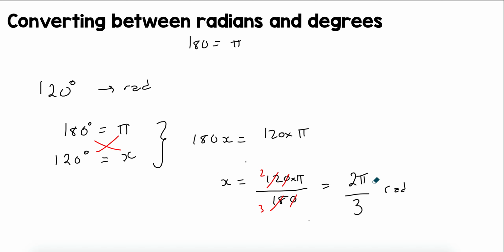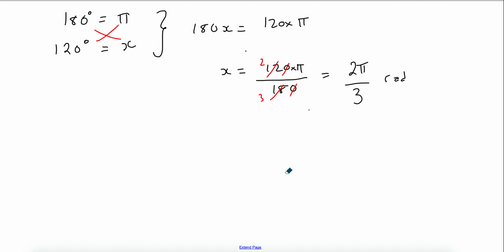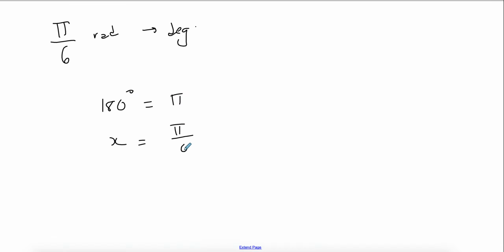And then we could continue with another example, and the other way around. Let's convert pi over 6 radian to degree. And you do the same thing. We have 180 is pi, and we have x equals pi over 6. We have an equivalence. We cross multiply, and I get x equals, I'm just going to jump with it, 180 times pi over 6, and then the whole thing divided by pi.